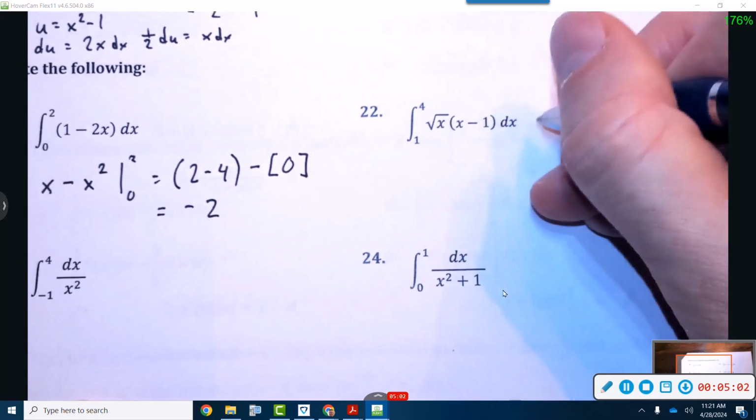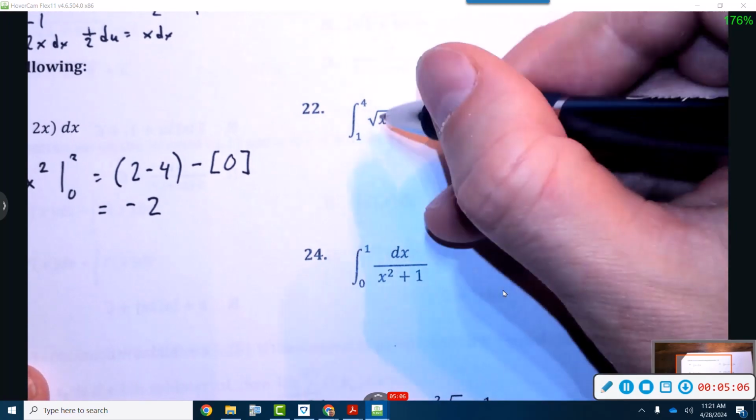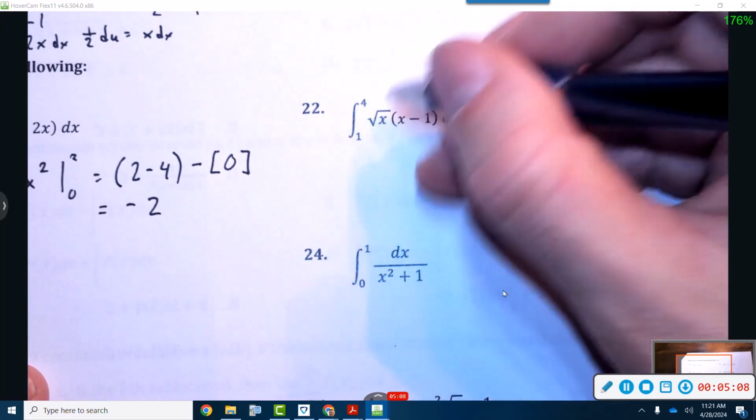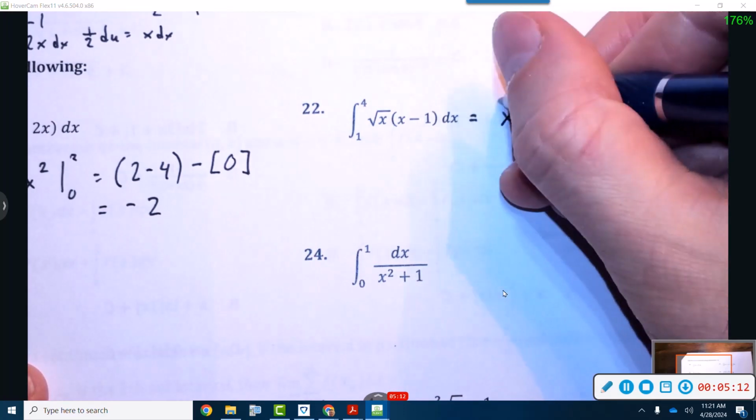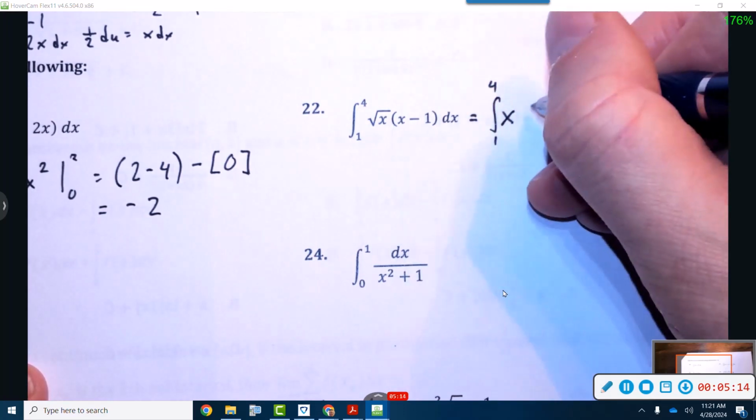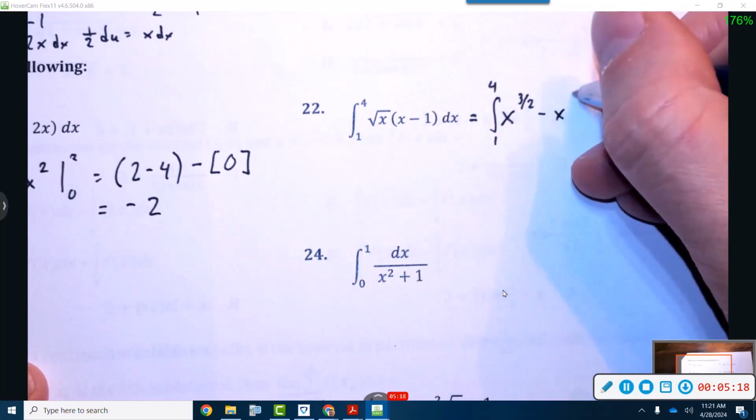Okay, now this guy right here, before we take the antiderivative, we're going to distribute this. So x to the 1/2 times x, you would add those. That would be x to the 3/2, which is a lot easier to take the antiderivative of, minus x to the 1/2.